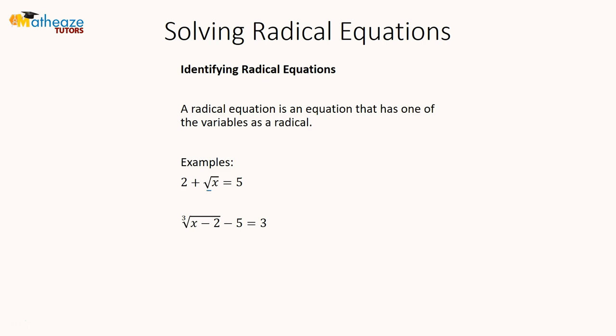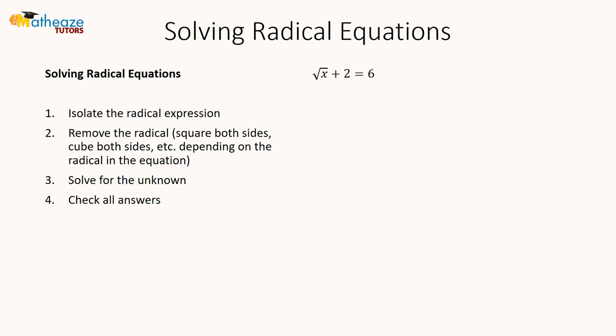This is a radical. A radical consists of a square root sign and a number under the square root sign, which we call the radicand, which is spelled R-A-D-I-C-A-N-D, radicand. And so these are some good examples of radical equations.